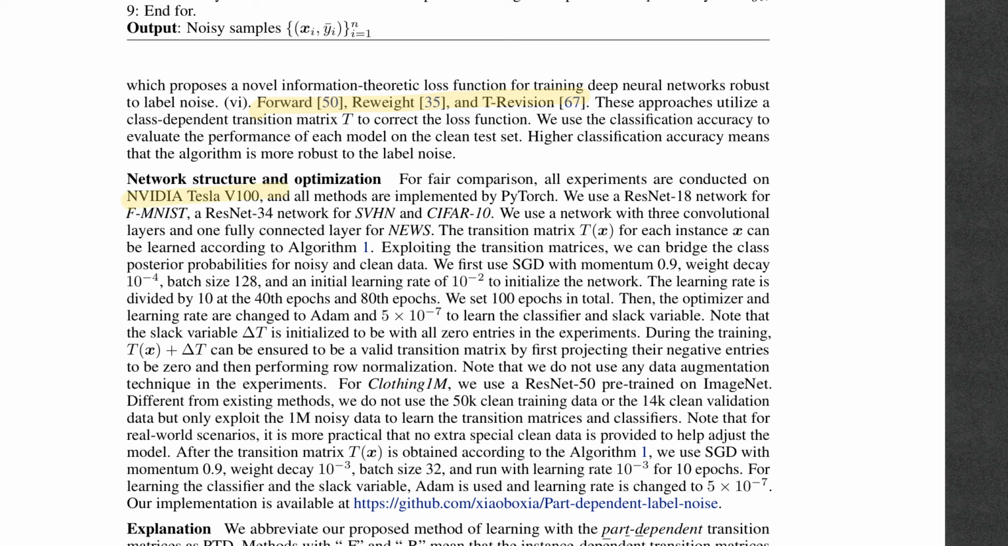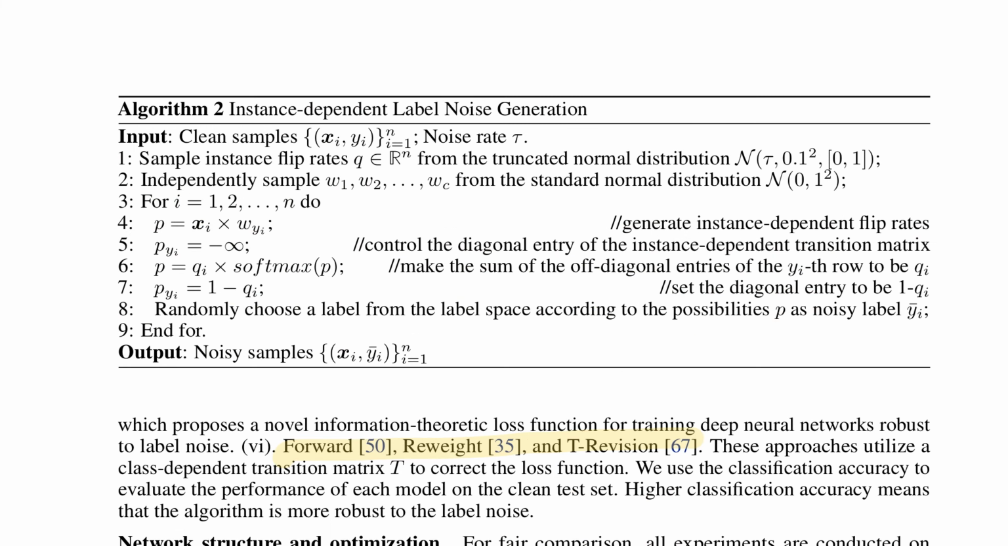They have been using NVIDIA Tesla V100, a ResNet 18 architecture for MNIST, ResNet 34 for SVHN and CIFAR10. And here are some more details regarding their optimization steps. They used the ResNet 50 for clothing 1M, which was pre-trained on ImageNet. And they also mentioned that the codes are available here. One other thing to mention is about the process of generating this instance-dependent noise. It is shown in algorithm 2 here.